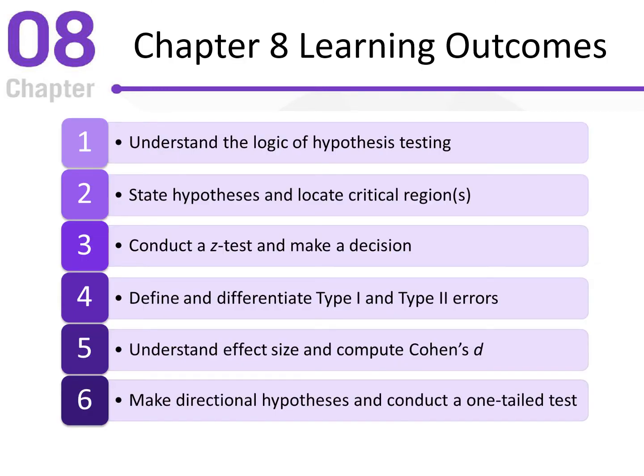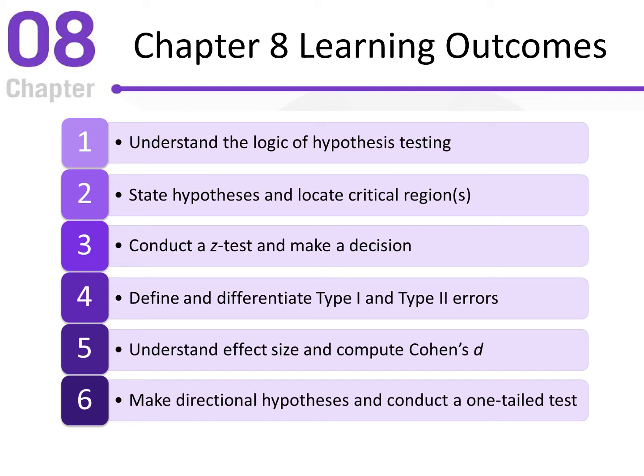Some of the learning outcomes for this chapter include understanding the logic of hypothesis testing. Basically you have a null hypothesis and an alternative hypothesis, and the goal is always to reject the null hypothesis and support the alternative hypothesis. Also, understand the idea of critical regions, which are basically cutoff scores. If your test statistic lands in the critical region or goes beyond the cutoff score, you then reject the null hypothesis and support the alternative hypothesis.